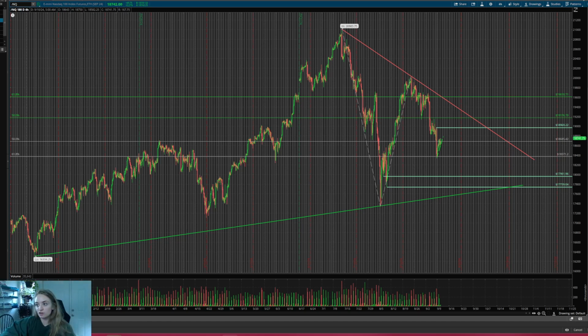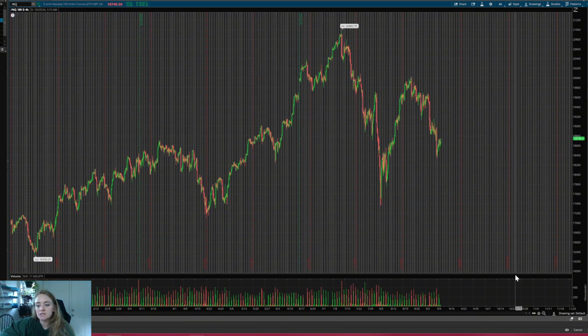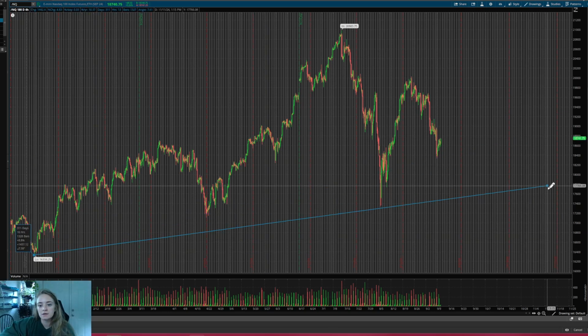So let's go over NQ really quickly for the day. There's been a lot of sideways movement lately. And I am going to chart this with you, and I'll also chart ES with you. So we're going to clear drawing set, and I'm going to start with my trend lines.